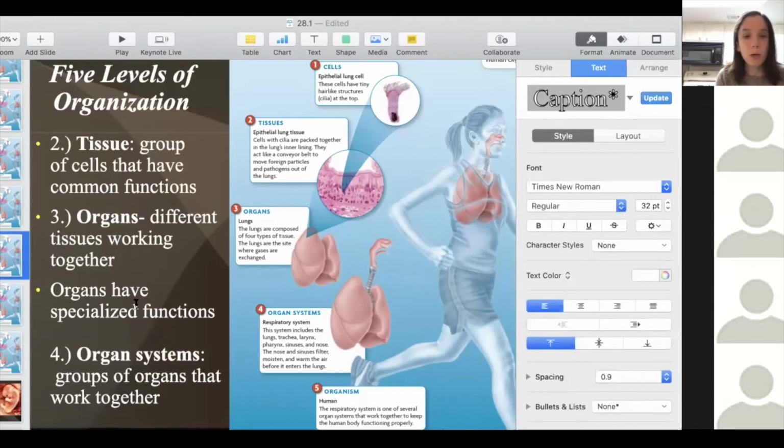And the fourth one is organ systems. These are groups of systems that work together, or groups of organs that work together. And so, for example, you have the respiratory system, or you have the windpipe that goes down to the lungs. And so you have different organs on here. The lungs are their own organ. The windpipe is a different organ, but they work together to allow you to breathe.